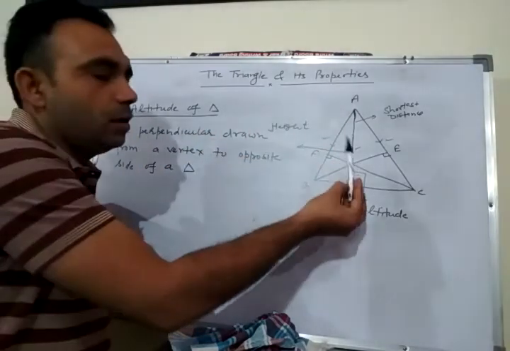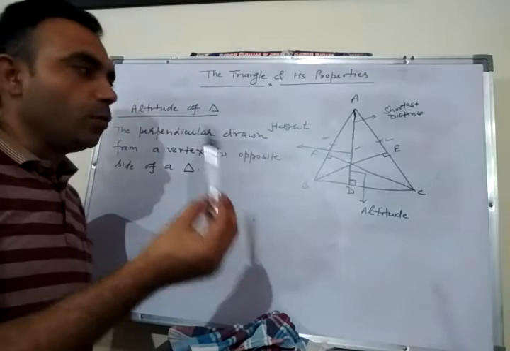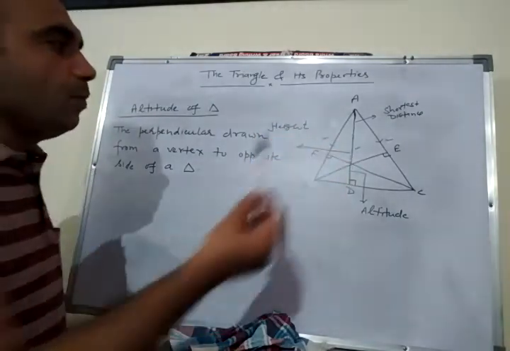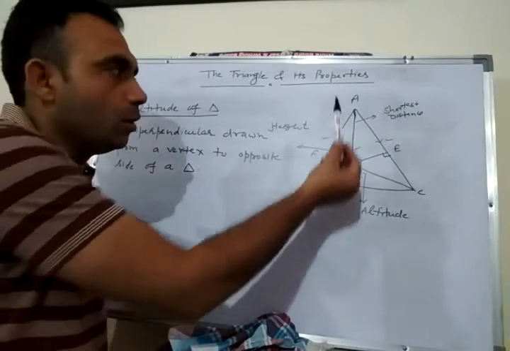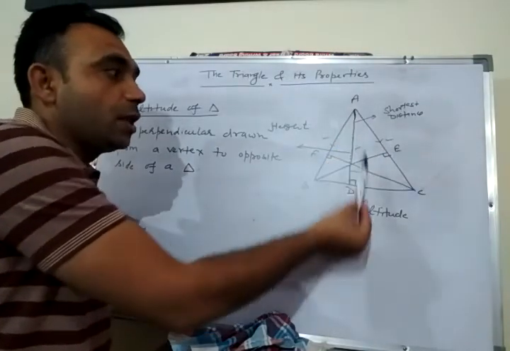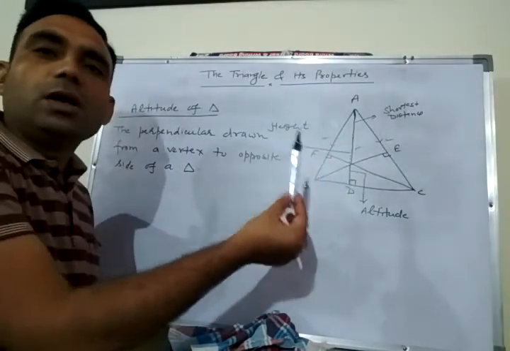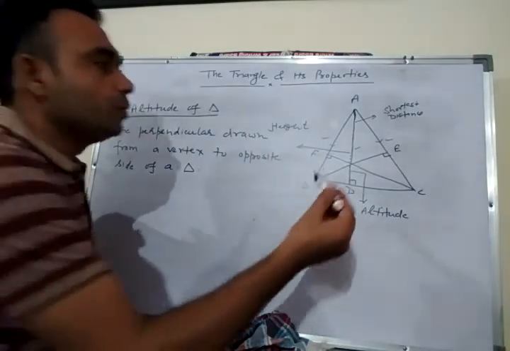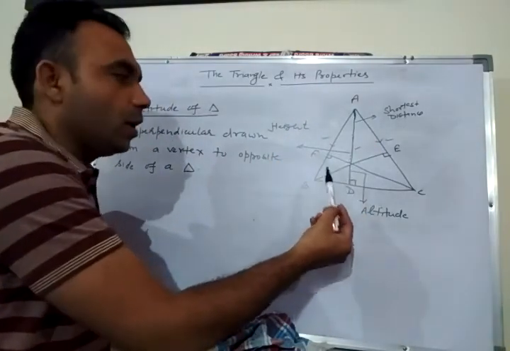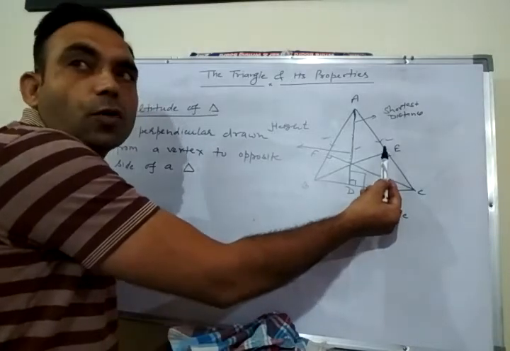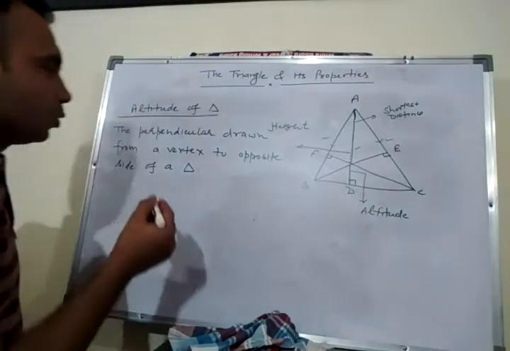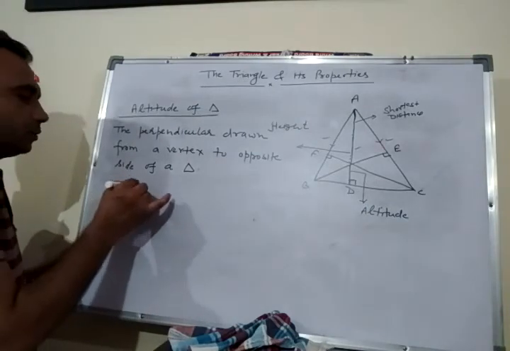So in a triangle, there are three altitudes, one from each vertex. This is different from a median. A median may or may not be an altitude. A median is the line joining the midpoint, while an altitude is the line perpendicular to the opposite side. So AD is the altitude from A, BE is the altitude from B, and CF is the altitude from C. So there are three altitudes.